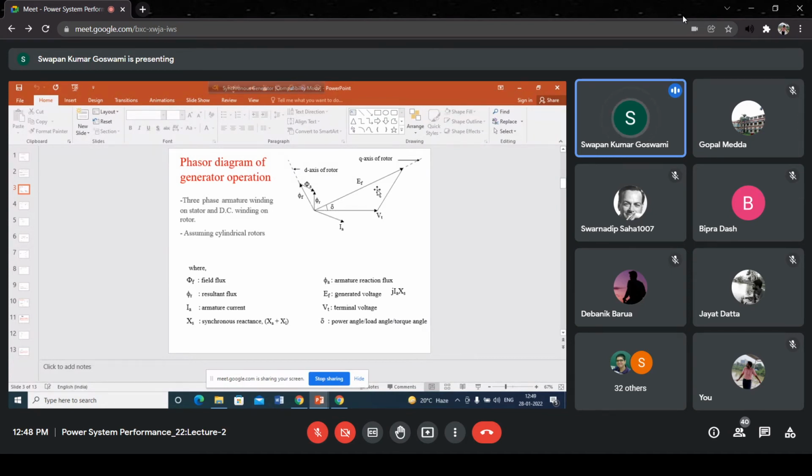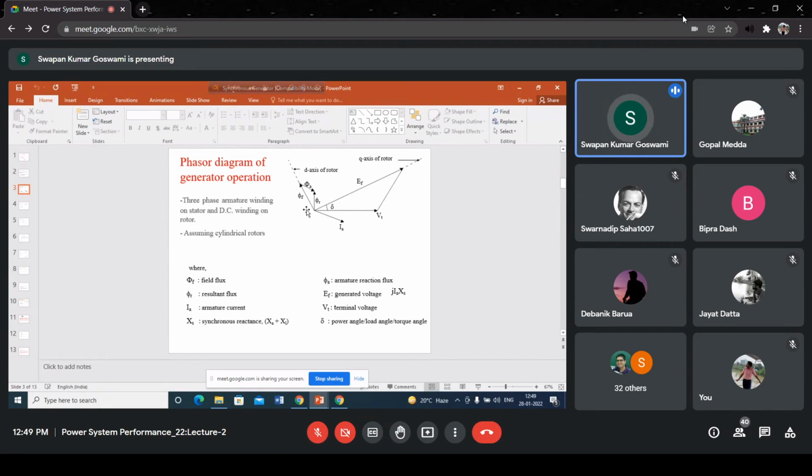Okay, so this is EF, this is Vt, and why is there a difference between EF and Vt? Because of the drop in the machine reactance, machine impedance. In the machine impedance, we are neglecting resistance because resistance generally is very small with respect to the inductive reactance for a generator. So that resistance is neglected. For simplicity also, we are neglecting that small resistance here.